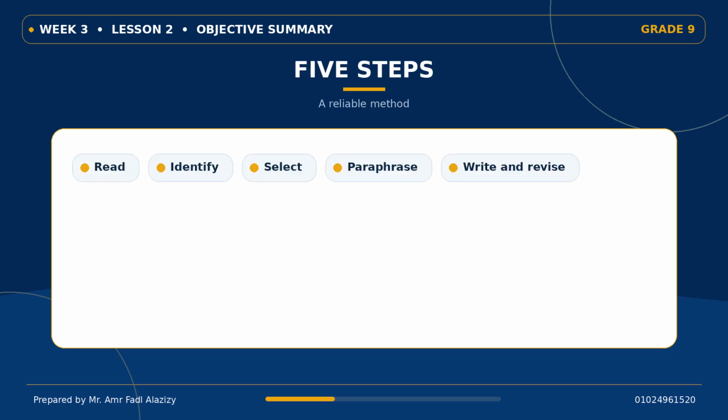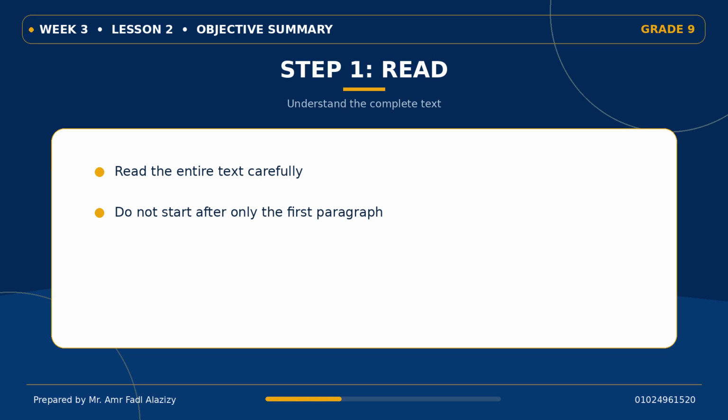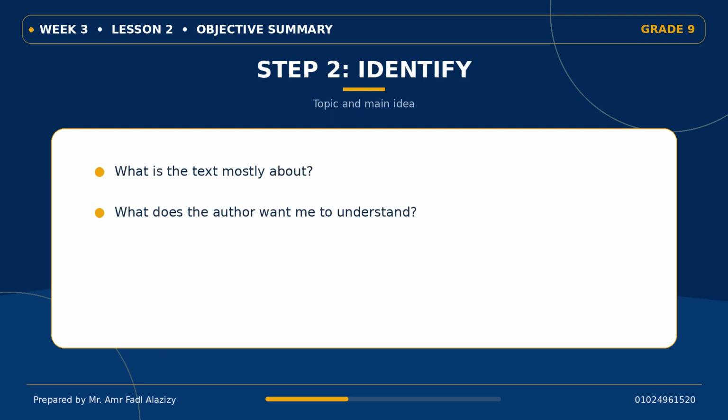Now let us learn 5 steps for writing an effective summary. Step 1. Read the entire text carefully. Do not start writing after reading only the first paragraph. You need to understand the complete text first. Step 2. Identify the topic and the main idea. Ask yourself, what is the text mostly about? And what does the author want the reader to understand about this topic?